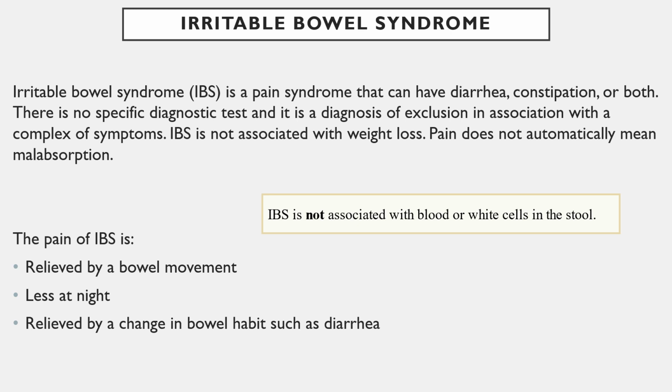The pain in IBS is, number 1, relieved by a bowel movement, number 2, less at night, and number 3, relieved by change in the bowel habits, such as diarrhea. There is a clinical tip here that IBS is not associated with blood or white cells in the stool. Let's go to the next slide.